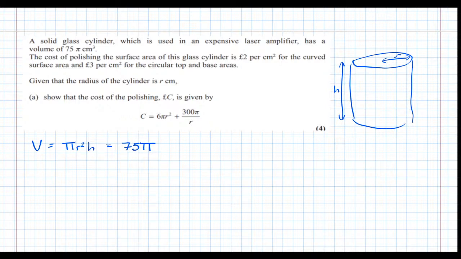Then it says the cost of polishing the surface area of this glass cylinder is £2 per centimetre squared for the curved surface area, and £3 per centimetre squared for the circular top and base areas. Given that the radius of the cylinder is r, lucky guess at the letter that we're going to use, show that the cost of polishing, C, is given by that.